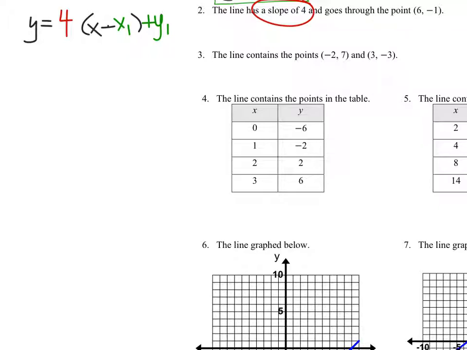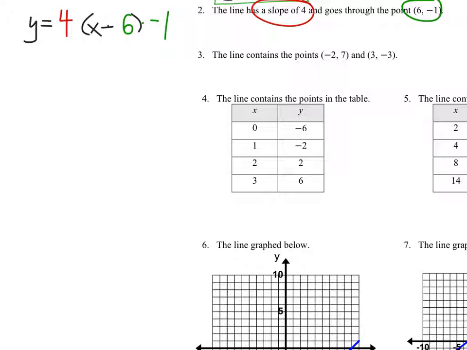And then we'll replace the x value from the point with the x1 in the equation. And we'll also be replacing the y. So the x value they gave us was 6. The y value was -1. Now we'll just simplify this into slope-intercept form.